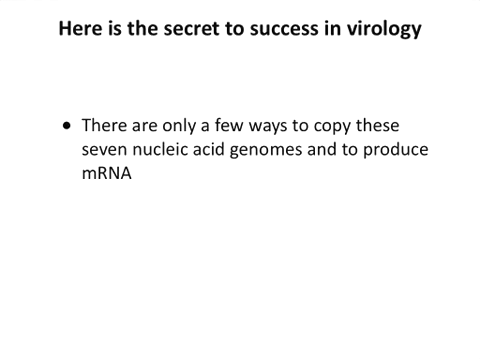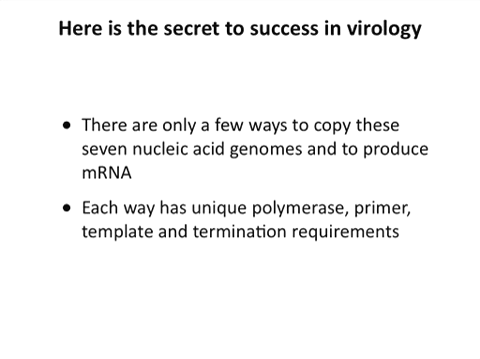So here's a secret to success in virology. There are only a few ways to copy these 7 genomes and to produce mRNA. If you start with the double-stranded DNA, if you listen to what I tell you today, you know there's only one way to make messenger RNA from that. If you start from a single-stranded DNA, you will know there's only one way to make messenger RNA. So that makes it much easier for you. There aren't infinite things to remember.